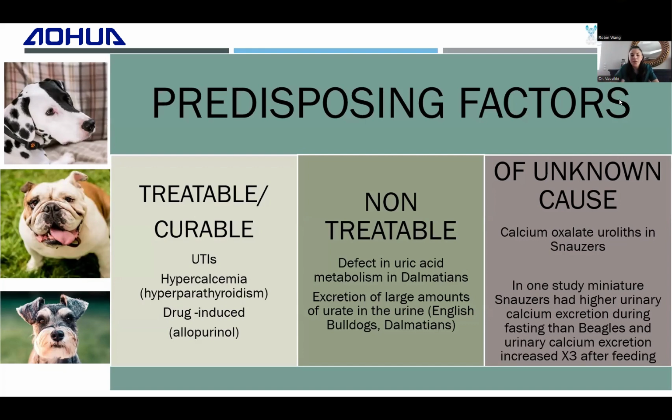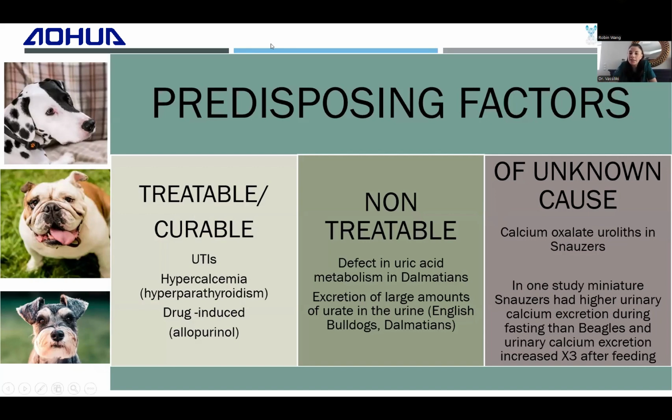The treatable and curable are urinary tract infections, hypercalcemia, especially on the basis of hyperthyroidism, and drug-induced ones like allopurinol. Allopurinol is a drug that we definitely use very commonly here in the Mediterranean countries because we have leishmaniasis. I don't know if it's a common disease in your countries, because we have a multinational audience, so please send a message in the chat box so that we can see.